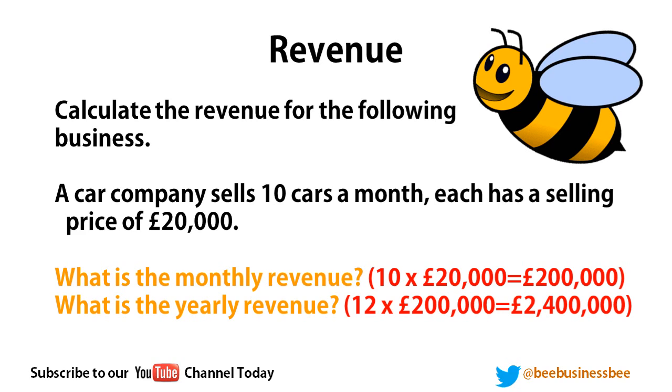Okay, you should have the following answers to the questions we just asked you. The monthly revenue should be 10 times £20,000 for each car, which gives you £200,000 in total. The yearly revenue should be 12 times 200,000, because obviously 12 months in a year. So 12 times each monthly figure would give you £2.4 million. Hopefully you got those correct. If so, that's fantastic. If not, have a look at how I calculated them and try and work it out. If you're still stuck, tweet me and ask any questions and I'll give you a hand and help you out.